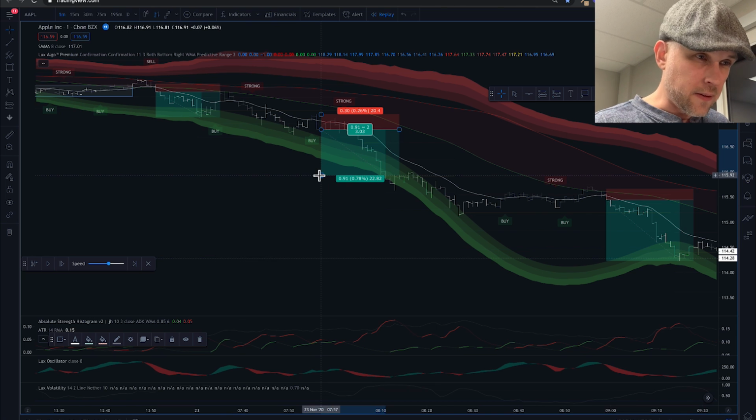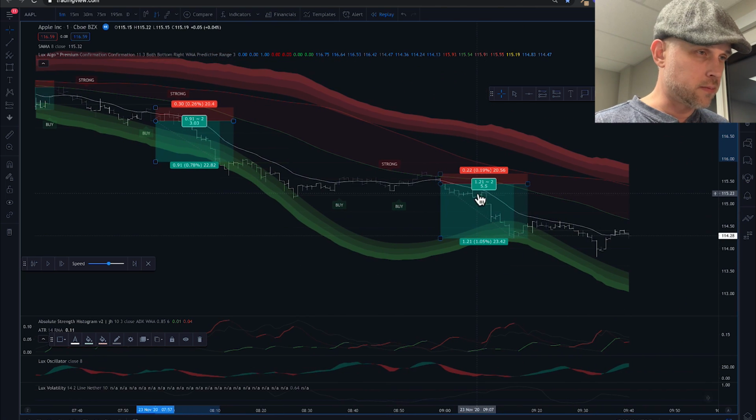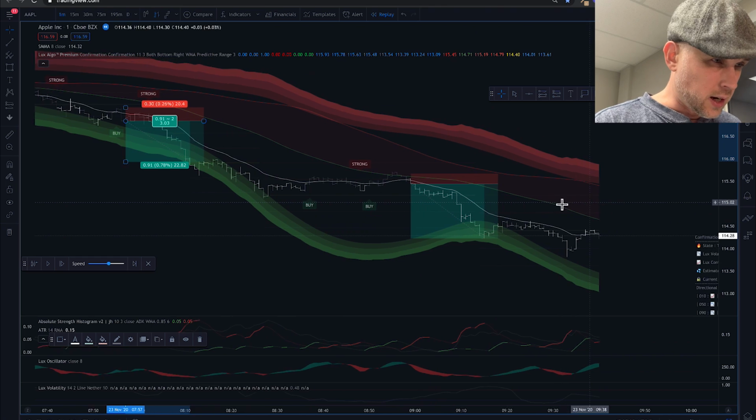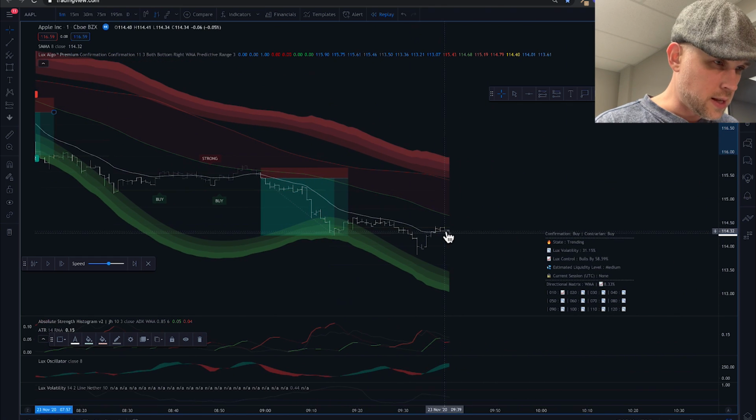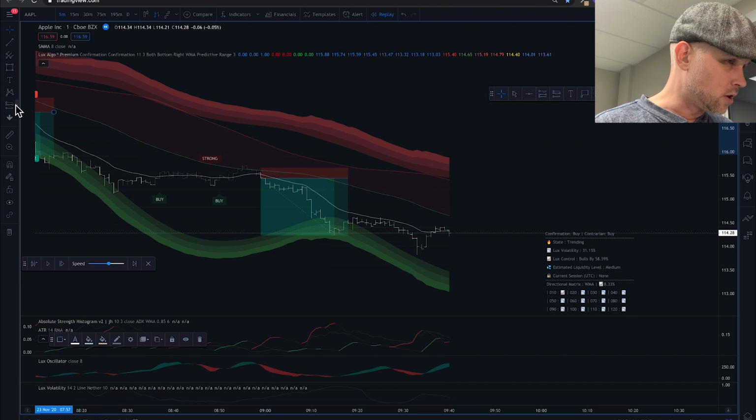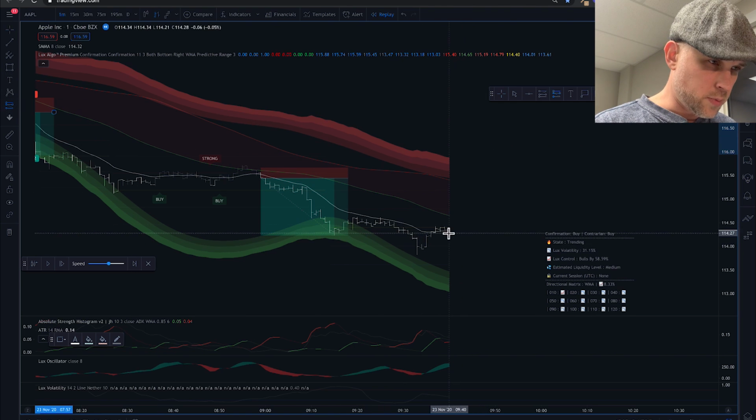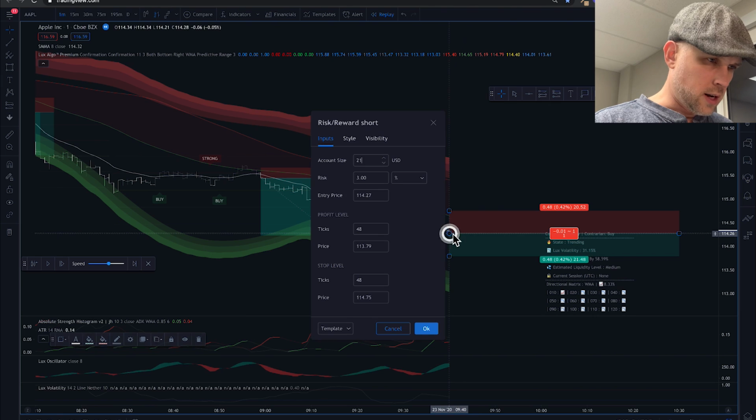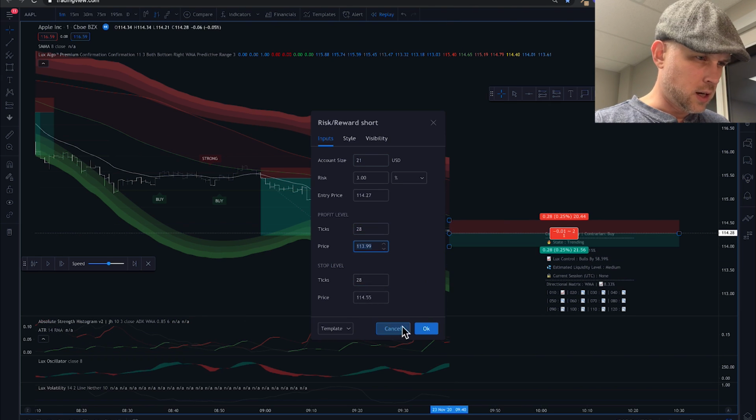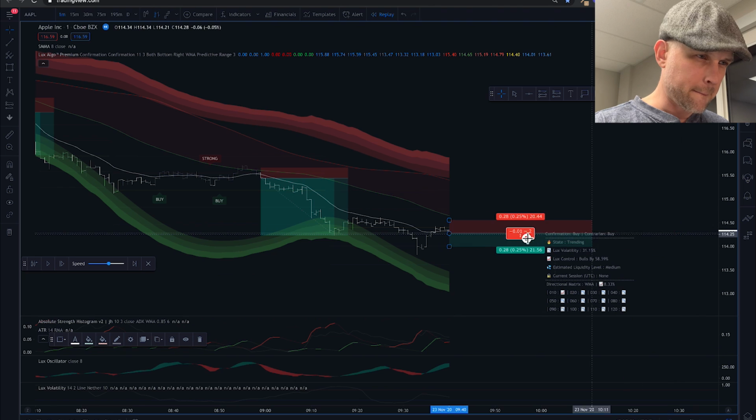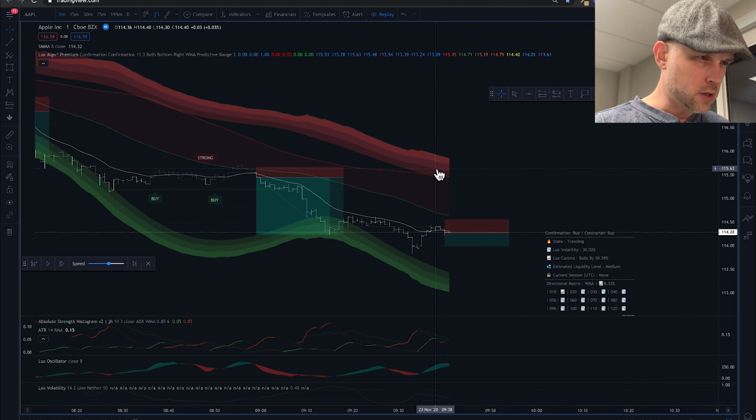And then this one here is not a continuation because we came out of the cloud. Yep. So then this is now the next continuation that we're allowed to take based on our rules. So we're going to take a short position. Now we're at 14, so we go 28 and 28. And we'll see where this goes.